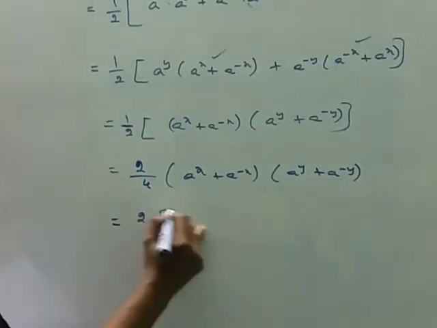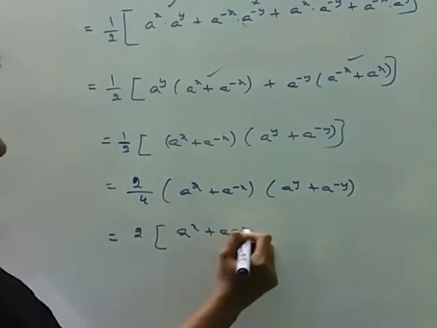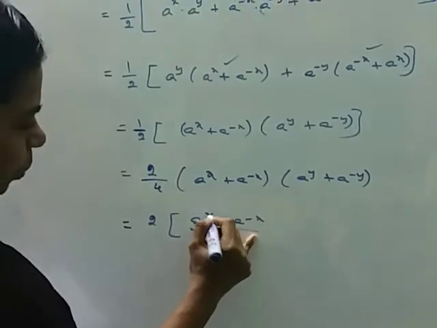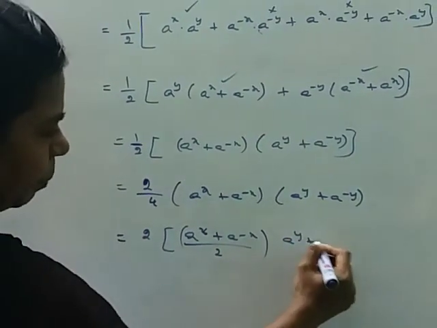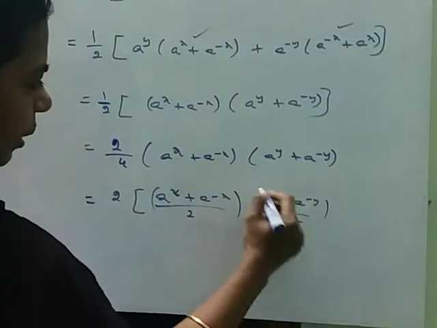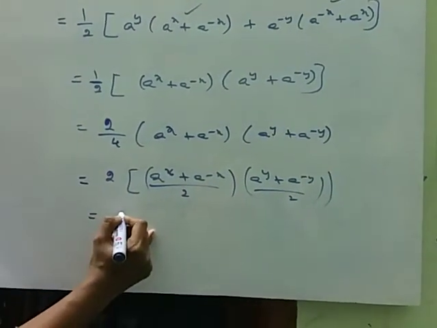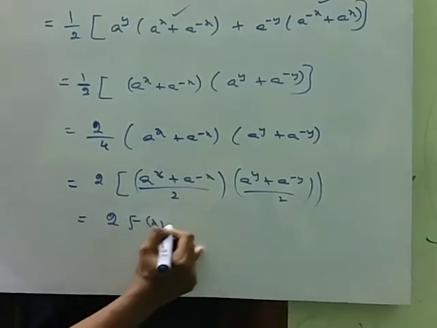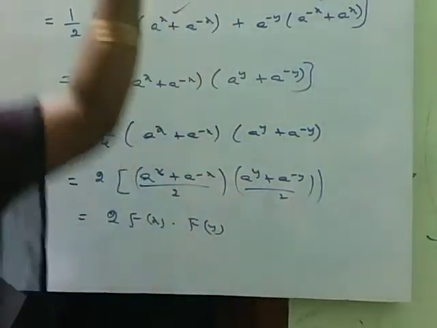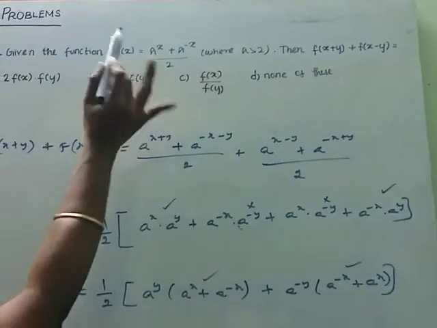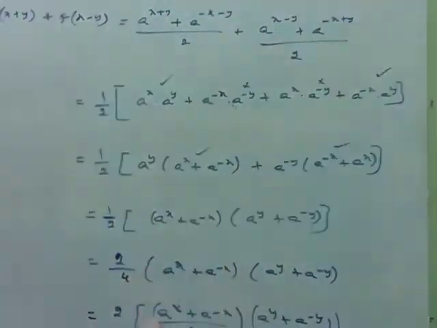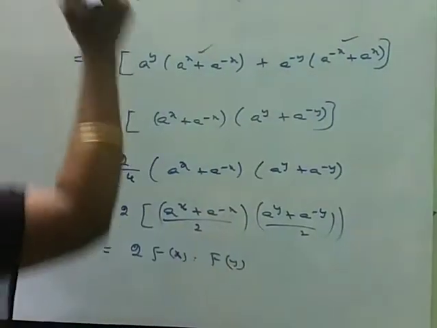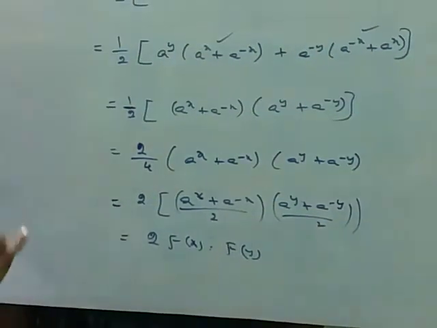Okay, 2 into a power x plus a power minus x by 2 into a power y plus a power minus y by 2. So here this will be equal to 2 into f of x into f of y. That is f of x, we are having a power x plus a power minus x by 2. So what will be the f of y, substituting y? f of y means a power y plus a power minus y by 2. So here we get 2 into f of x into f of y. This will be the answer. Okay ma? Copy it.